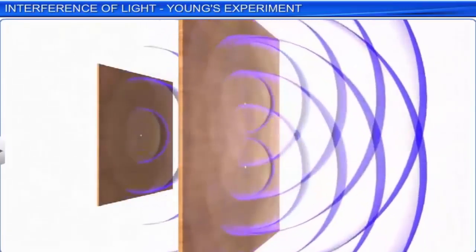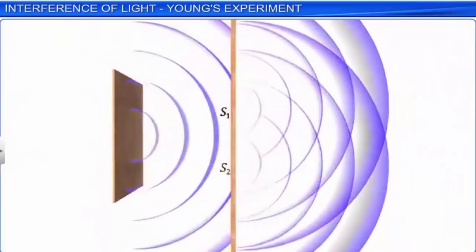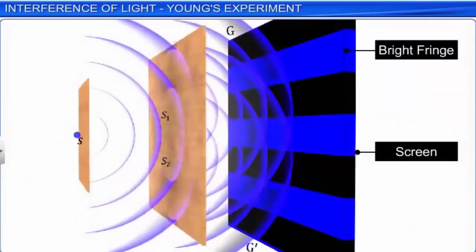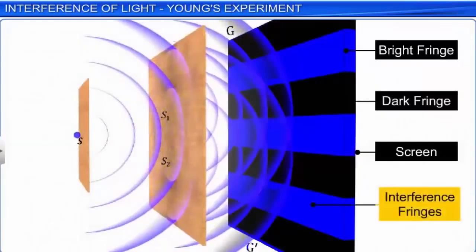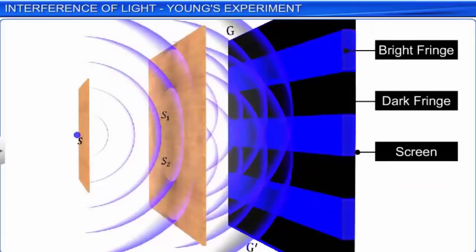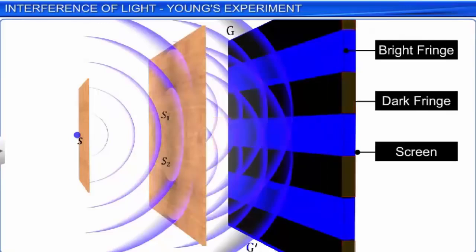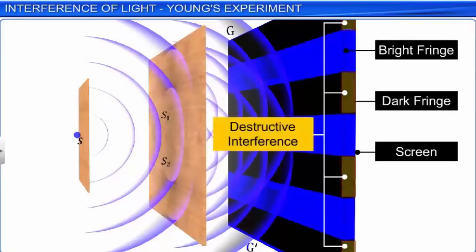These spherical waves from S1 and S2 can be made to interfere on the screen placed in their path. They form a series of bright and dark bands called interference fringes on the screen. The bright bands correspond to constructive interference of light and dark bands correspond to destructive interference of light. Let's now study the interference pattern in detail.